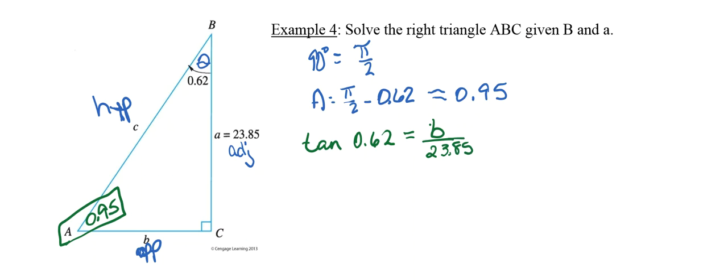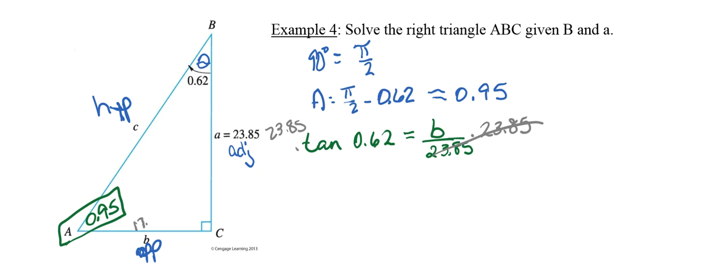I love the way my letters are on the top. Makes things easier because I can just then multiply by 23.85 in this case. Multiply by 23.85. They cancel on the right. And on the left I get 23.85 times the tangent of 0.62. And so I find out that little b is 17 point.